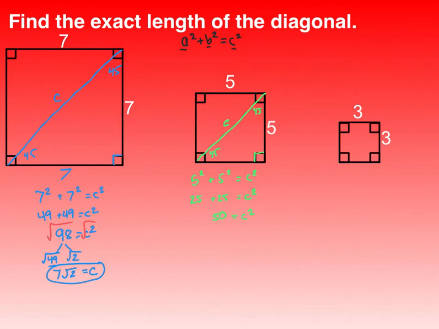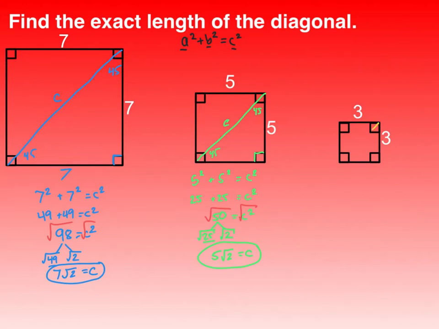And if I then solve for c, I have to take the square root. If I take the square root of 50, again, that's going to be 25 and 2. The square root of 25 is 5, the square root of 2, is equal to c. Yeah, there's definitely a pattern forming right there. Notice what the side lengths were compared to the diagonal.